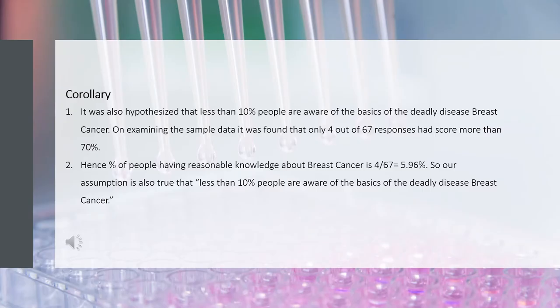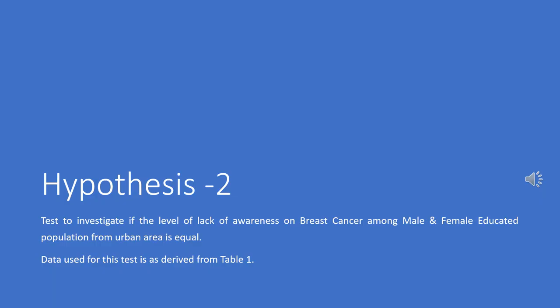Now let's read about the corollary. It was also hypothesized that less than 10% are aware of the basics of the deadly disease, breast cancer. On examining the sample data, it was found that only 4 out of 67 responses had scored more than 70%. Hence, the percentage of people having reasonable knowledge about breast cancer is 4/67, that is 5.96%. So our assumption is also true that less than 10% of people are aware of the basics of a deadly disease like breast cancer.